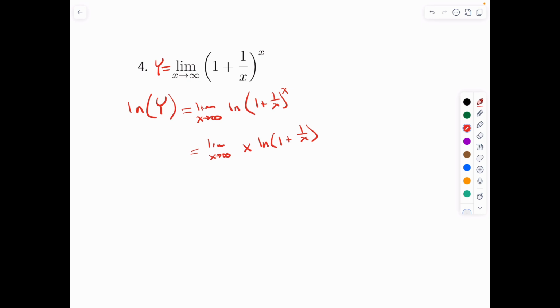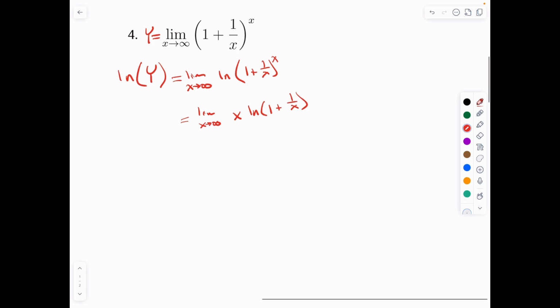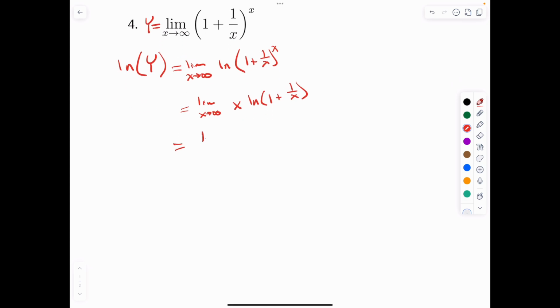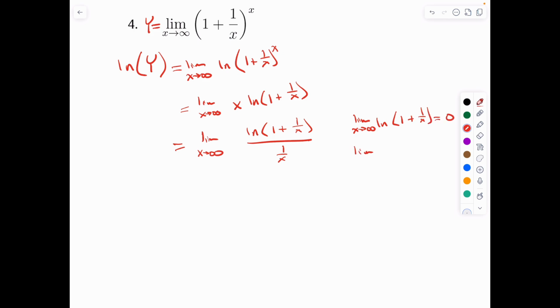Okay, well, it's still not L'Hopital. I could write this as 1 over, there, that'll do it. Limit as x approaches infinity of the natural log over 1 over x. Now this is L'Hopital. And the reason is that the limit as x approaches infinity of the natural log equals 0, and the limit as x approaches infinity of 1 over x equals 0. So that means L'Hopital.